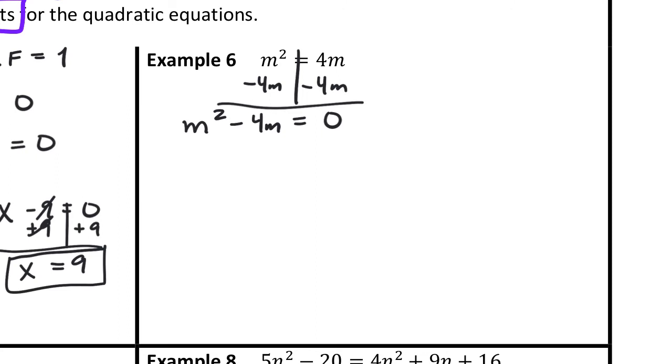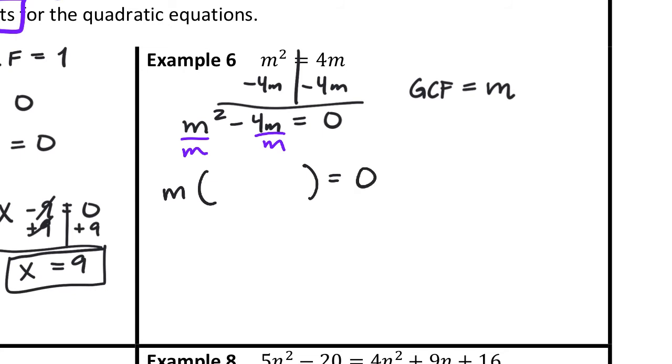And then I can check to see, do I have a GCF? And you should see that both of them have an m, right? Both terms have an m. So I can divide by that m. And so I'm going to put the m in front, put parentheses, equals 0. M squared divided by m is m. 4m divided by m is just negative 4.